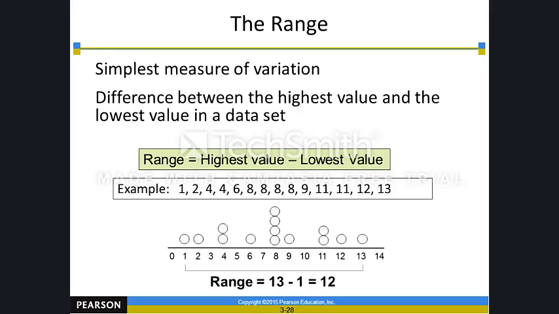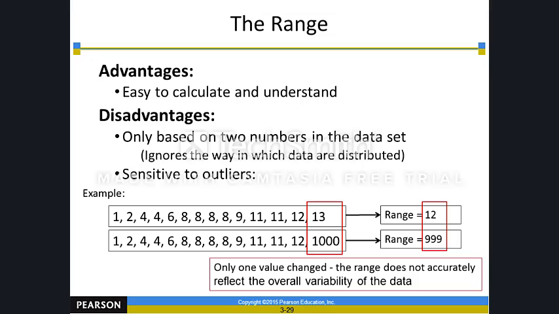So in this example, my range is what? 13, because 13 is the highest value, minus 1, which is the lowest value, and that gives me 12. So my range is 12. What are the advantages of a range? It's easy to calculate and understand. However, the disadvantage is that it's only based on 2 numbers in the data set, and it's very sensitive to outliers.